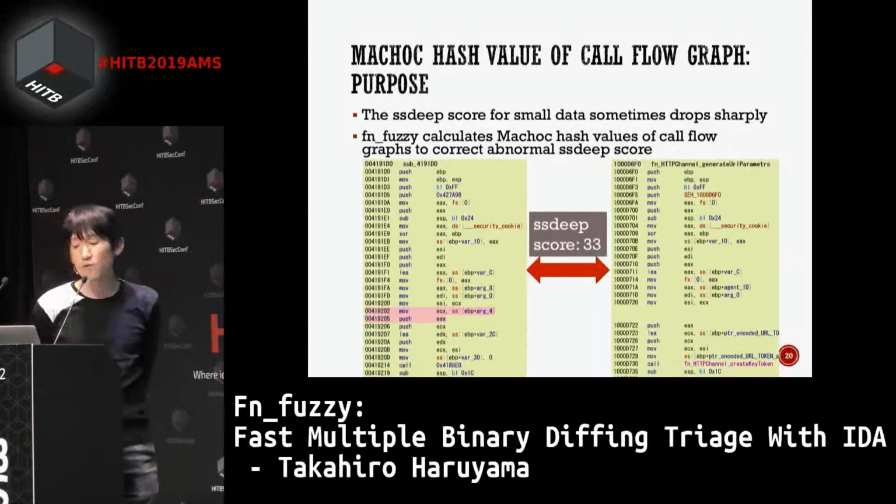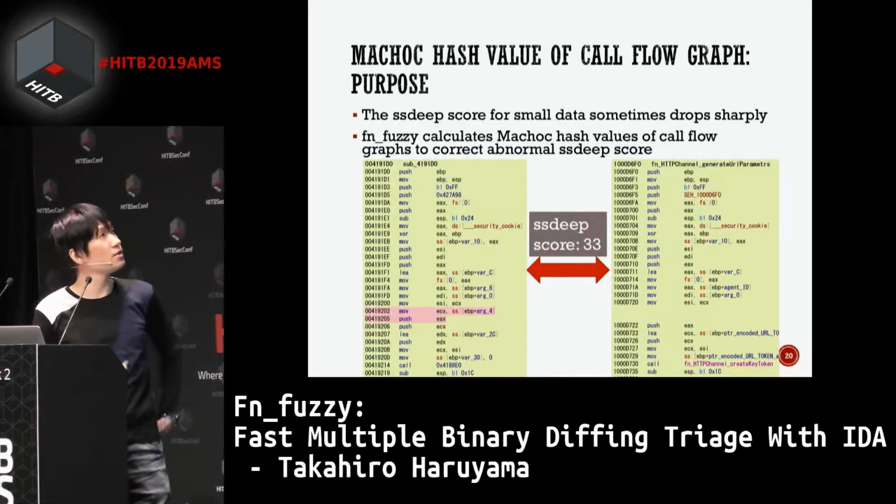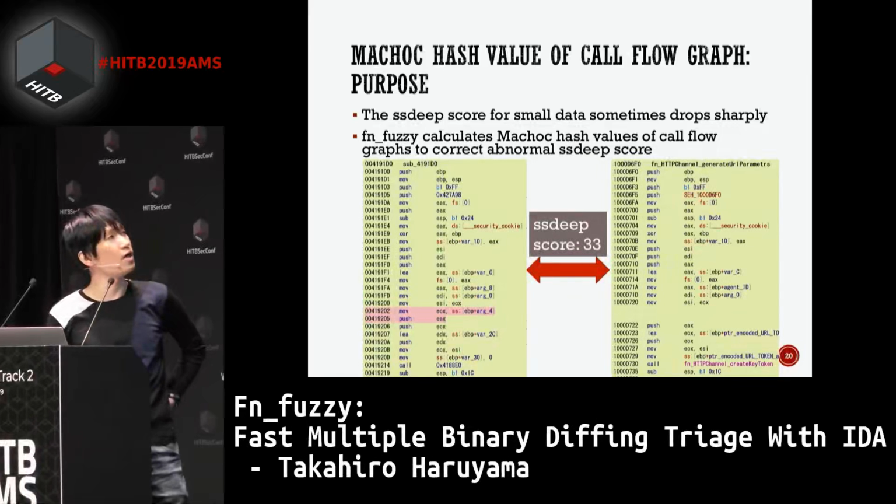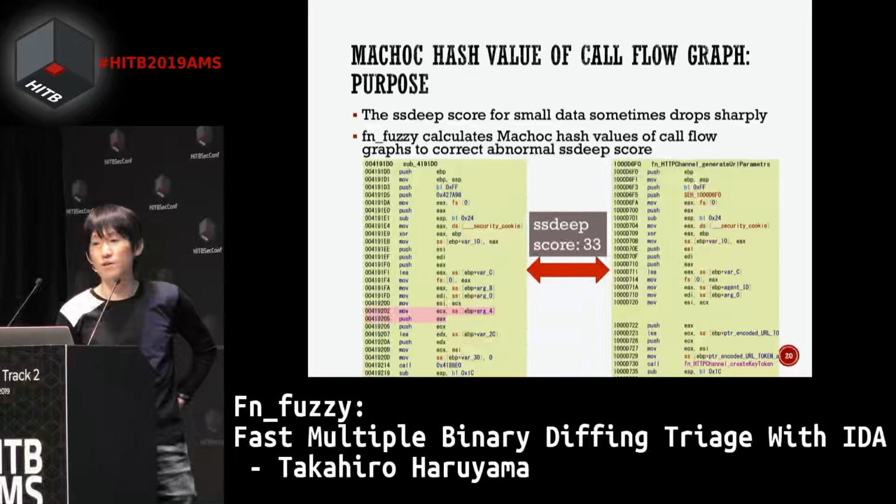By the way, the ssdeep score for small data sometimes drops sharply. For instance, they are almost the same function, except for a few code bytes difference. But the ssdeep score is 33. It's much further from the complete match, 100. In order to correct abnormal ssdeep scores, FN Fuzzy calculates Machoc hash values of call flow graphs.